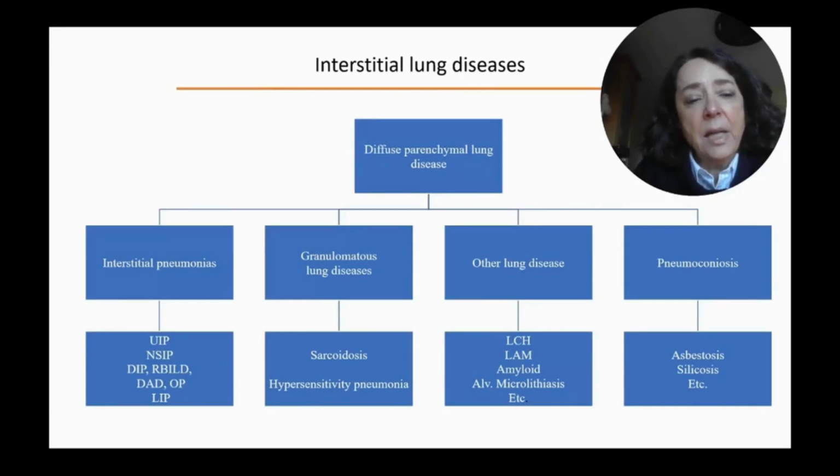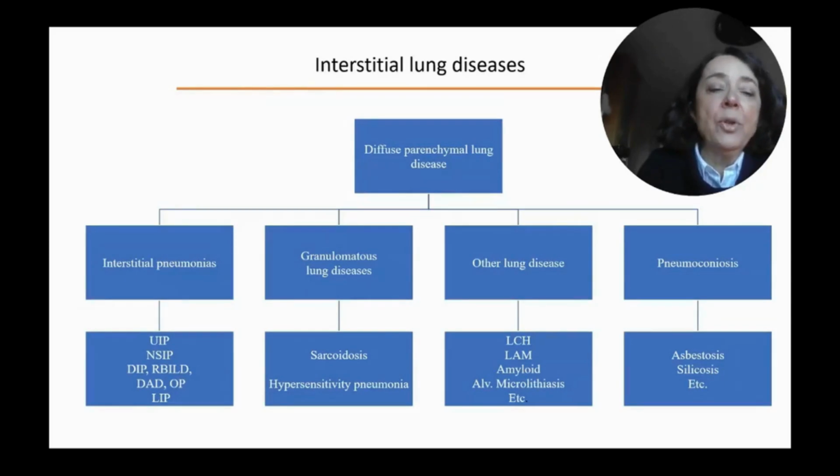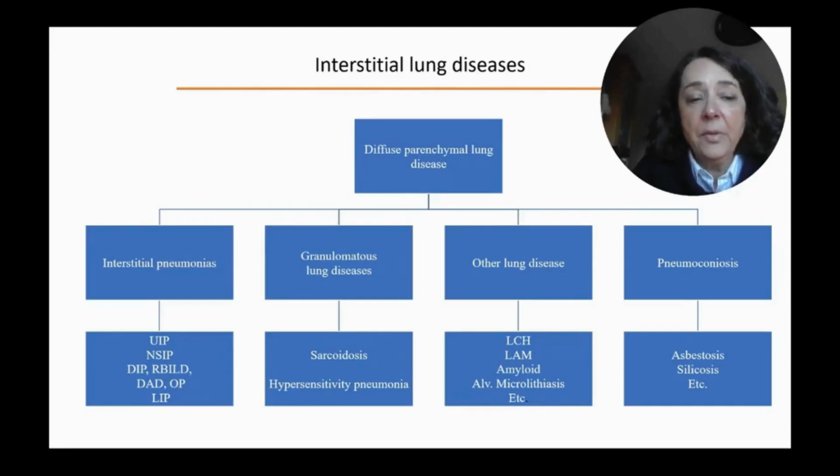This is like a soup of letters that I am going to tell you about, but I am going to try to make it easier. So we have other entities like DIP, desquamative interstitial pneumonia, now called alveolar macrophage pneumonia, RB-ILD, a smoker-related disease, and others.